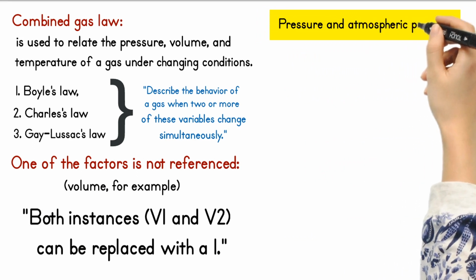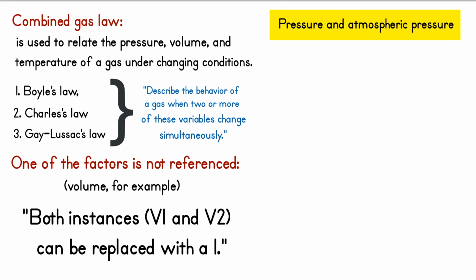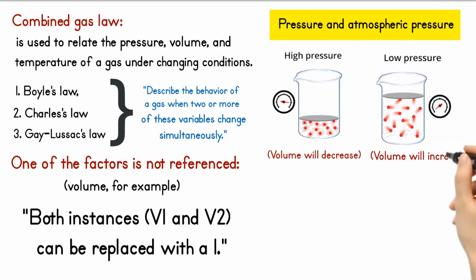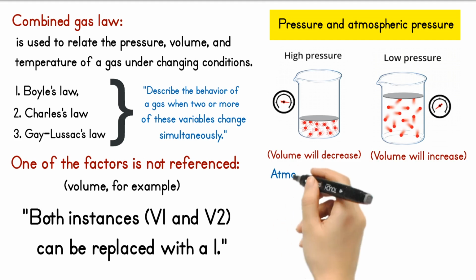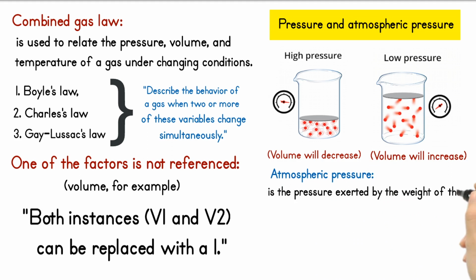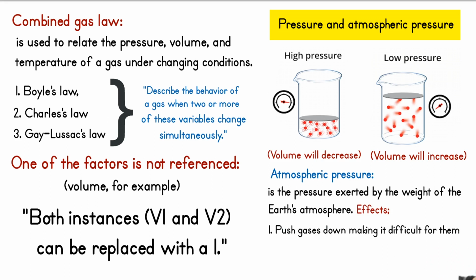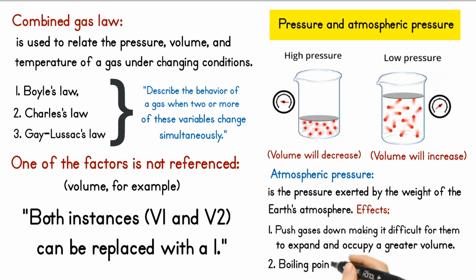Pressure and atmospheric pressure can affect gases in several ways. When a gas is subjected to pressure, its volume will decrease as the gas molecules are compressed together. Conversely, when the pressure on a gas is reduced, its volume will increase as the gas molecules expand to fill the available space. Atmospheric pressure is the pressure exerted by the weight of the Earth's atmosphere. It can affect gases by pushing down on them, making it more difficult for them to expand and occupy a greater volume. Atmospheric pressure also affects the boiling point of liquids, with lower atmospheric pressure resulting in a lower boiling point.